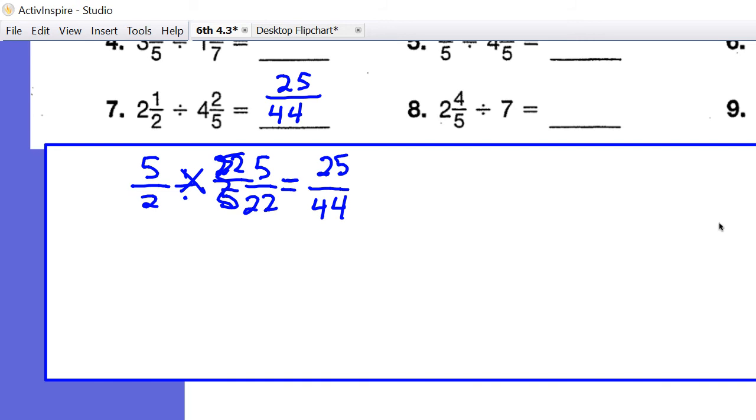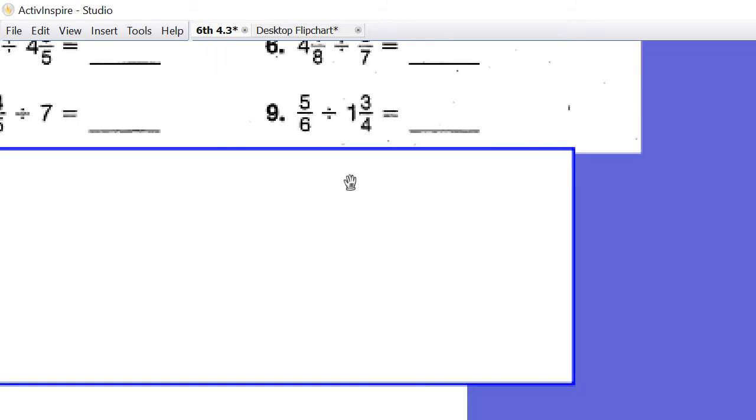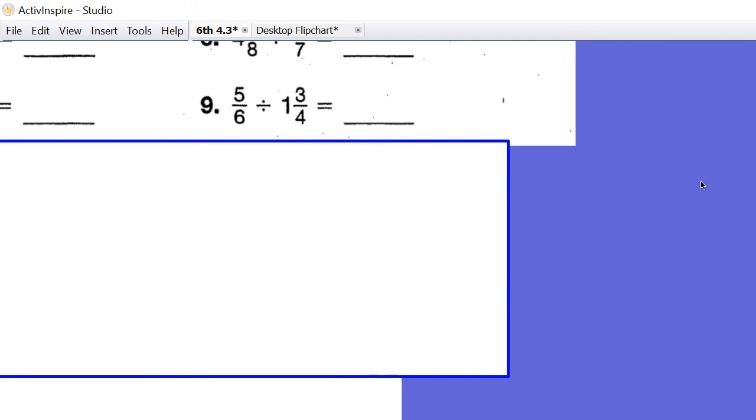All right, we will skip ahead to number 9, which is 5/6 divided by 1 3/4. Like one of the previous problems, when you're given a regular fraction first, it just remains a regular fraction. So 5/6 is just 5/6. Divided by 1 3/4 is 1 times 4 is 4, plus 3 is 7, 7/4. The next step is to multiply the reciprocal. 7 over 4 gets reciprocated to 4 over 7.